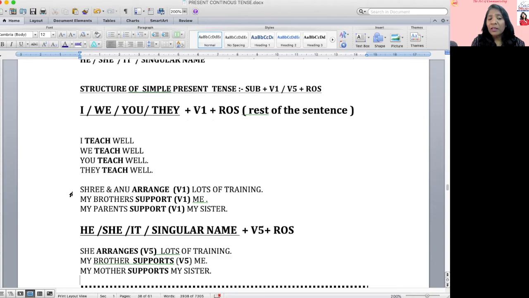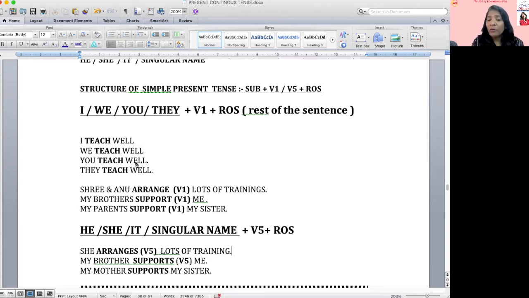Let's take another example. Shri and Anu. There are two names here. The subject is plural, so I used V1. Shri and Anu arrange lots of trainings. My brothers support me. Here the subject is plural, brothers. When the subject is plural, the verb should be in the first form. My brothers support me. My parents support my sister. The structure of simple present tense is subject plus V1 or V5 plus ROS. When the subject is first person and more than one, the verb should be V1.